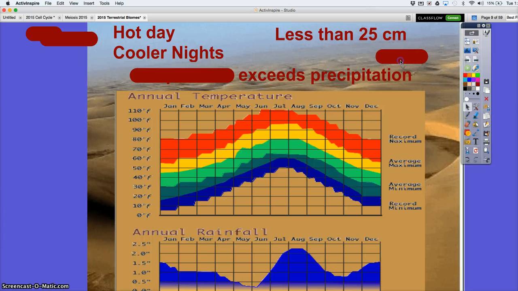It gets less than 25 centimeters of rain, or as she said, inches. And even when it does rain, because it's so hot, the water evaporates before it falls to the ground. So the little bit of water that falls to the ground is very valuable in a desert because there is none.